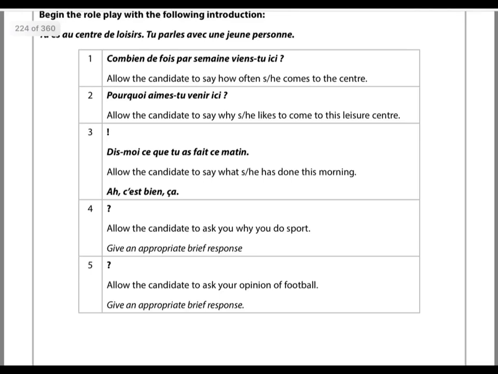Now, for the fourth one, where you ask the question, I have to allow you to ask me why you do sport, and I give an appropriate brief response. If you don't understand my response, don't worry. And then the fifth one, once again, you ask me a question, and the question on this role play was allow the candidate to ask your opinion of football. So, "qu'est-ce que tu penses du foot?" Once again, I give a quick appropriate answer, which I'll make up on the spot. So I might say something like, "j'adore le foot parce que c'est intéressant." But you don't have to understand what I've said in reply to you.